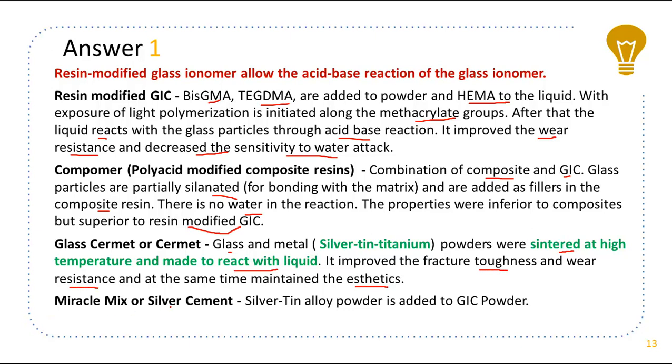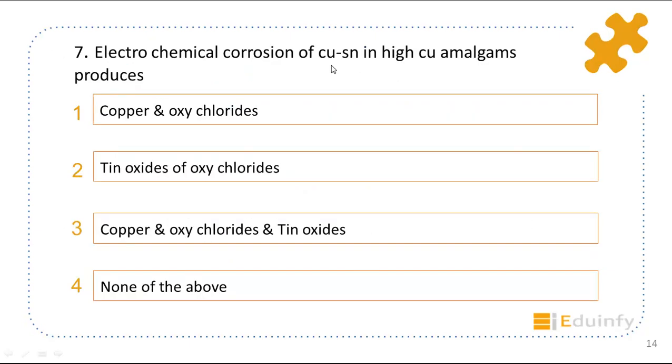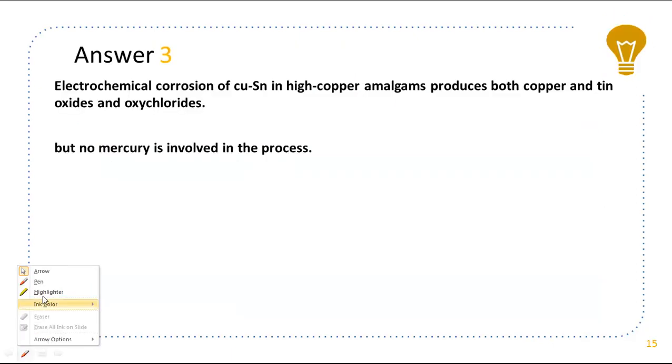Next is miracle mix or silver cement. That is silver tin alloy powder added to GIC powder. Electrochemical corrosion of copper tin in high copper amalgam produces copper and tin oxides and oxychlorides. So in electrochemical corrosion of copper tin in high copper amalgam, both copper and tin oxides and oxychlorides are produced. No mercury is involved in this.